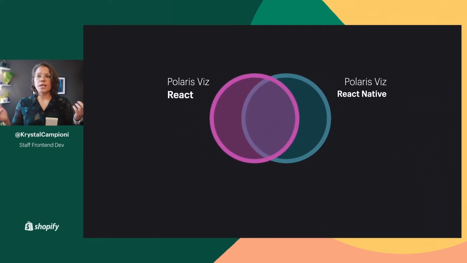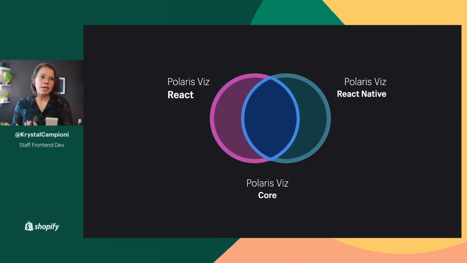So, what if we explored how we could extract things from the original implementation of Polaris Viz into a third library, Polaris Viz Core? And then in Polaris Viz Core, we would have all of the reusable bits and pieces of code that would be shared between the original Polaris Viz for web, and also Polaris Viz Native.